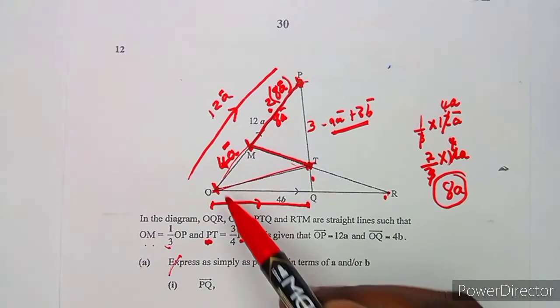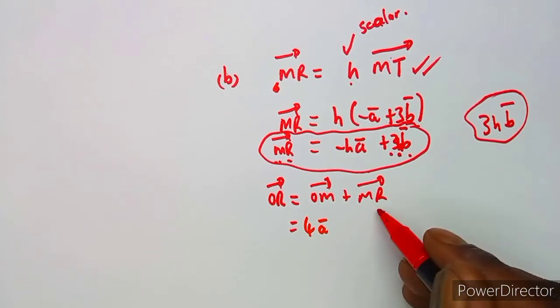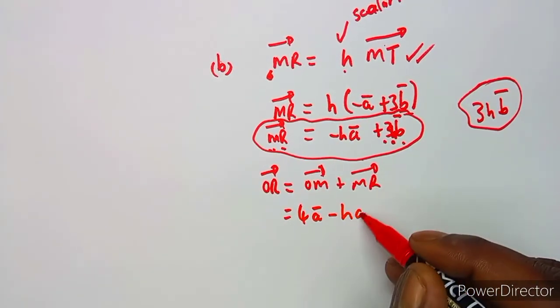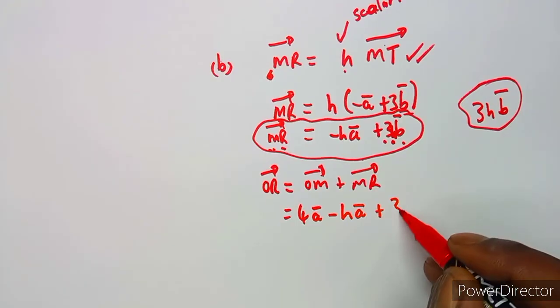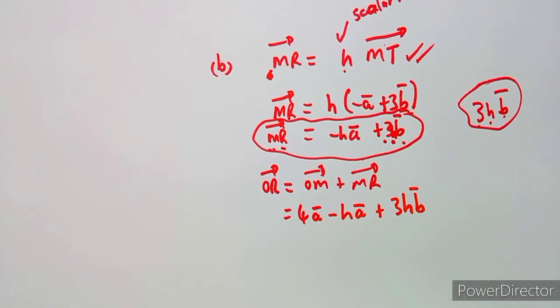So you can simply take this OM, we said it's 4A from that ratio that we did. So it's 4A plus MR. This is your MR, this one. So you're going to combine, which is minus HA plus 3HB. Remember, we said this is 3HB. So you just combine the two.